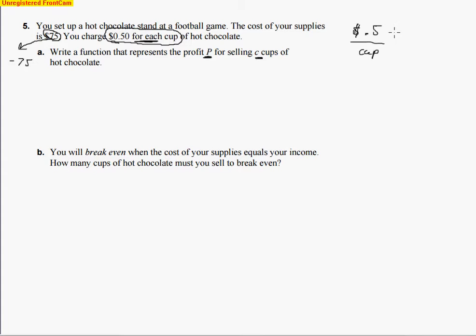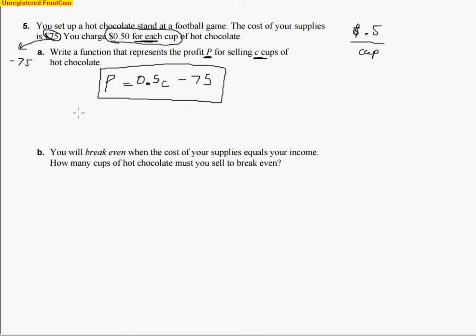So we're asked to use C for cups, and so we'll go ahead and do that. So P for profits, so P equals, and that's in place of the y this time, 0.5, so 0.5 times the number of cups minus $75. And so that's going to be our function rule for this situation.